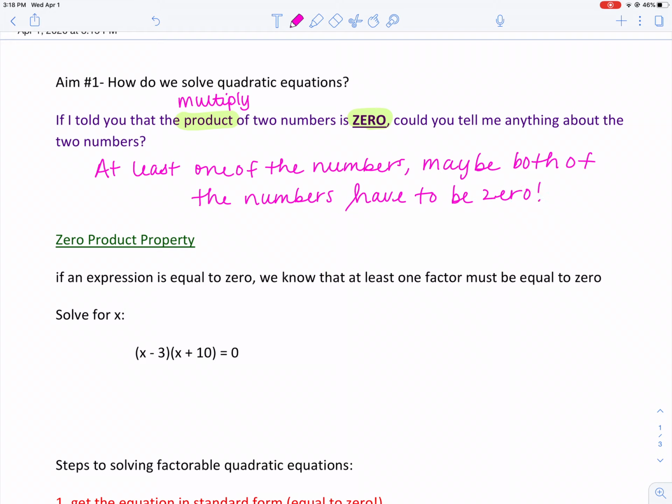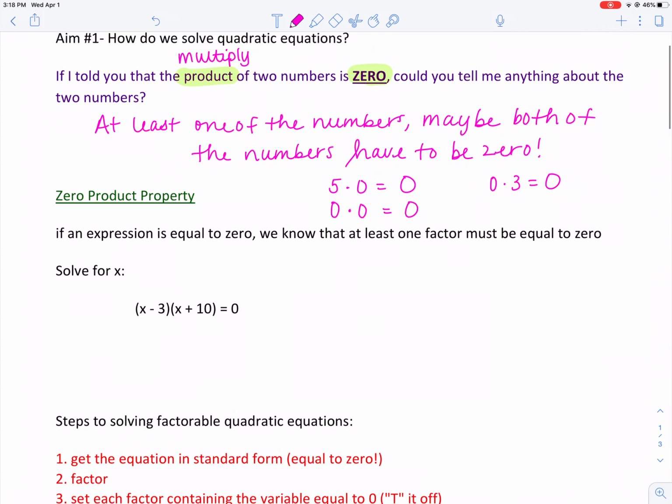Right? Because when you multiply a number by zero, you get zero. And if they were both zero, right? So if I literally did 5 times 0, I would get 0. 0 times 0 would give me 0. 0 times 3 would give me 0. So at least one of the numbers, maybe both, would have to be 0.